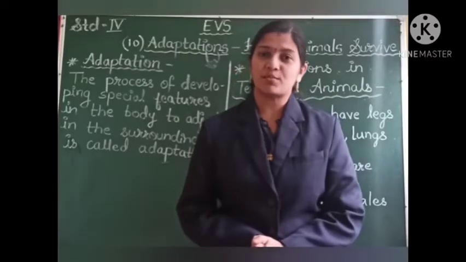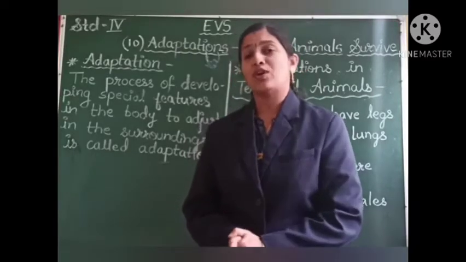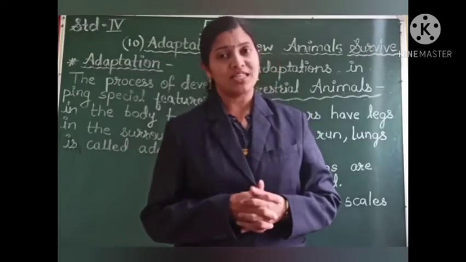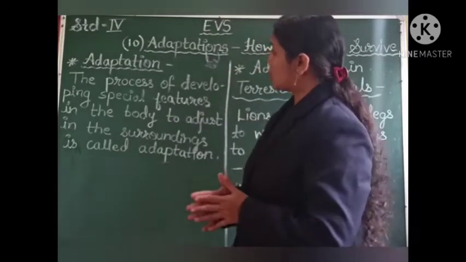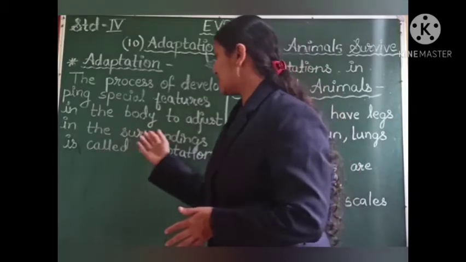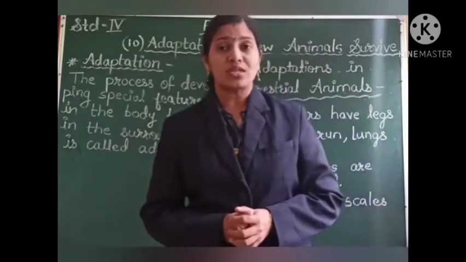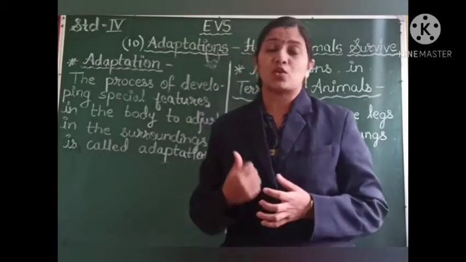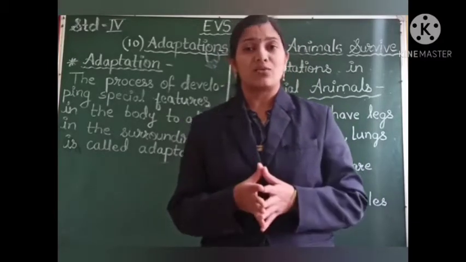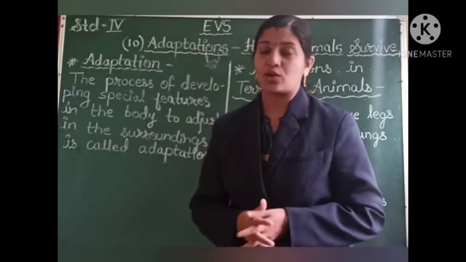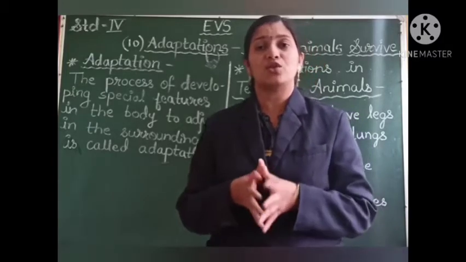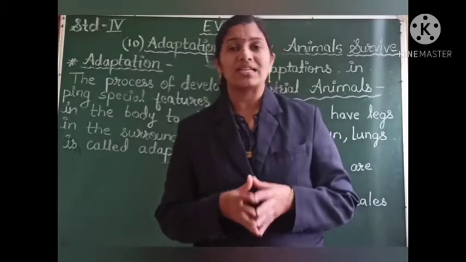Now let us move on to the next point of this lesson, that is adaptations. What is adaptation? Adaptation means getting adjusted to the surroundings in which these animals live. So the definition for adaptation is the process of developing special features in the body to adjust in the surroundings. So students, the animals develop some special features or special qualities in their bodies so that they get adjusted to the surroundings, to the atmosphere in which they are living. And the process in which these animals are developing these special features and getting adjusted to the environment or the surroundings is called adaptation.